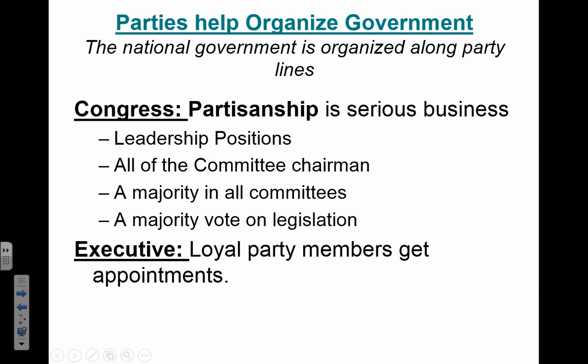But if I'm a Democratic president, and you guys are Republicans and you guys are Democrats, you aren't getting any appointed positions. I'm not going to appoint you as a judge. I'm going to pick one of you. Now, you may not get confirmed by the Senate, so I've got to pick somebody else. But either way, I'm not choosing from your pool.